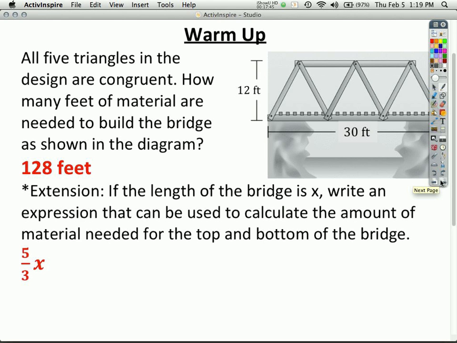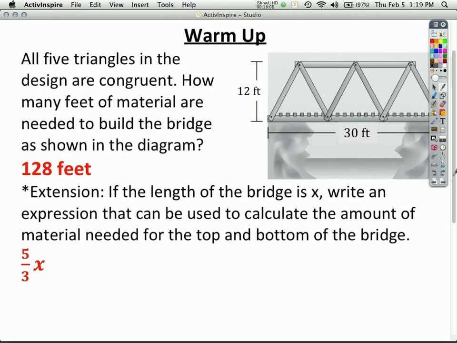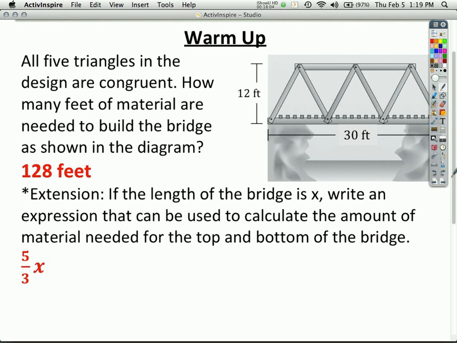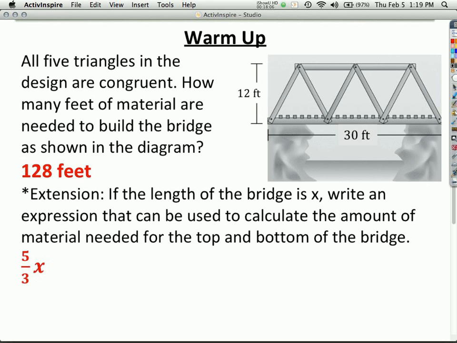For my students who got 5/3 x, super duper kudos to you for realizing that there was a simpler way to write what you had figured out and going that extra little bit. That's great. Any comments, questions on today's warm-up? Any observations or concerns? Good.